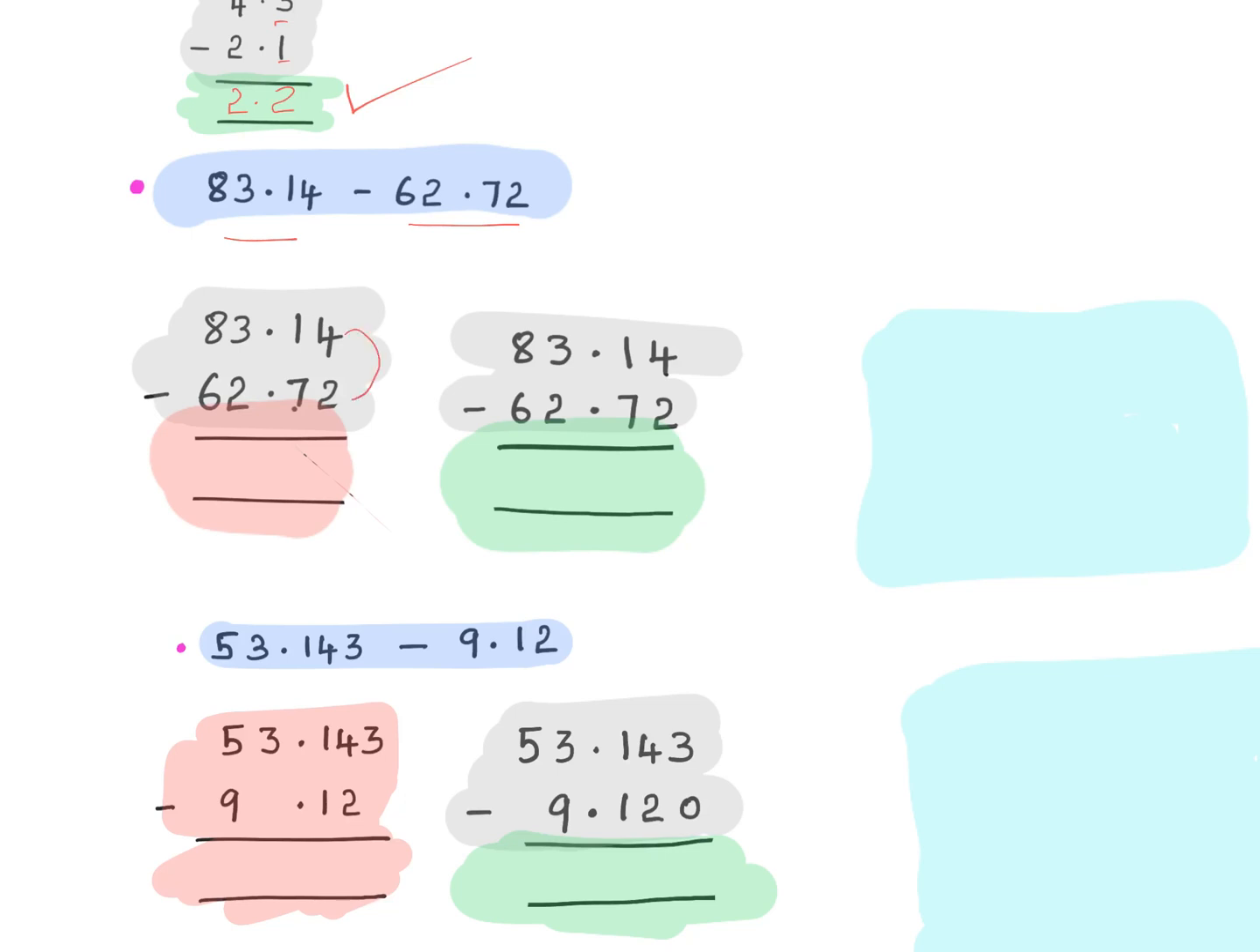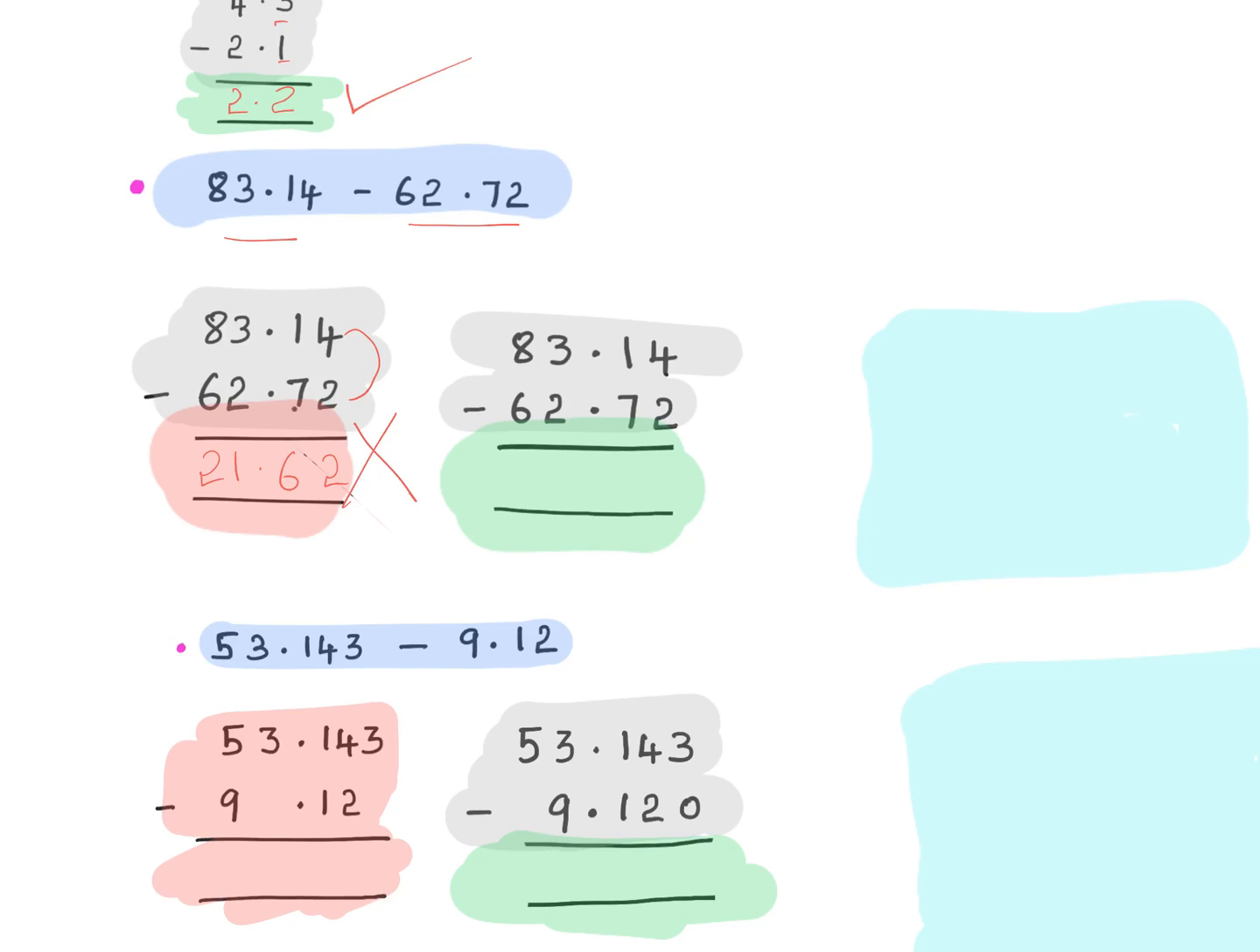4 minus 2, 2. 1 minus 7, or 7 minus 1, it is 6. Point. 3 minus 2, 1. 8 minus 6, 2. Is it correct? No, absolutely wrong.